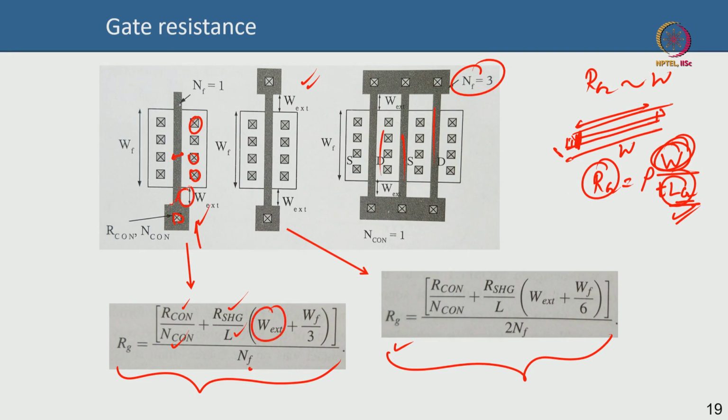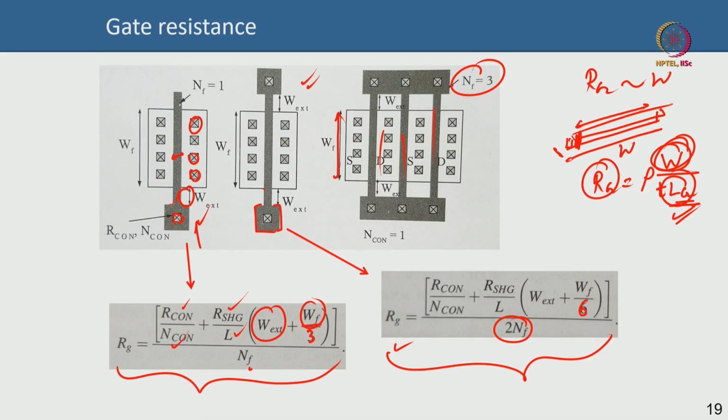Wx is this, you can see that this gate pad is sitting some distance away from this active area, that is your Wx. Wf is your gate width here, and that is divided by 3. In this expression the only difference is that this is divided by 6 because you are feeding from both sides, and this is 2 times NF because you are feeding from both sides. Okay. So, please keep that in mind.